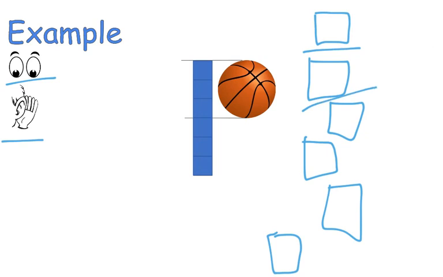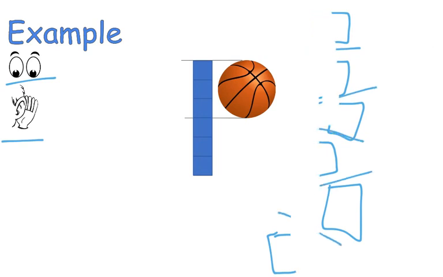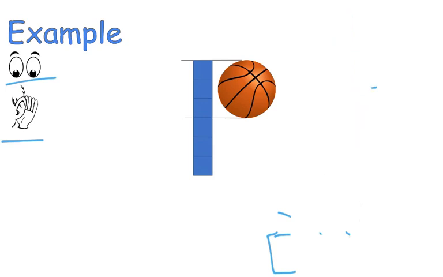Because now we have all this extra space, so it's not really telling us how long something is using those objects. So when you're measuring, make sure they're all touching, like in our example here.